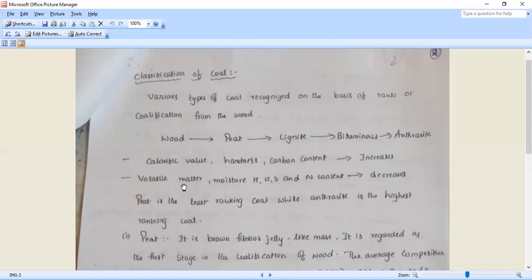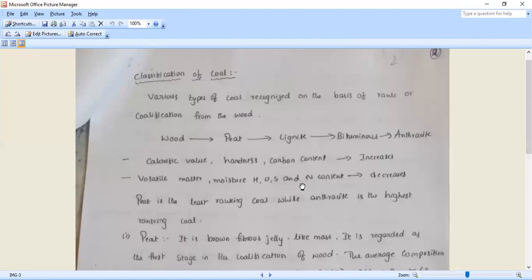Volatile matter, moisture, hydrogen, oxygen, sulfur and nitrogen content decrease. That means when we go from wood to anthracite, the impurities decrease. Peat is the lowest ranking coal, while anthracite is the highest ranking coal. Peat has lower calorific value, and anthracite has a higher calorific value.